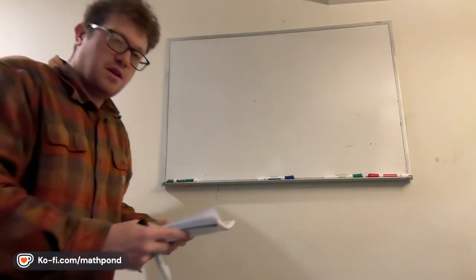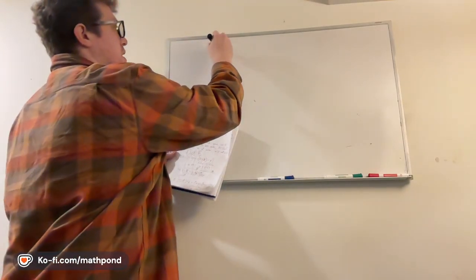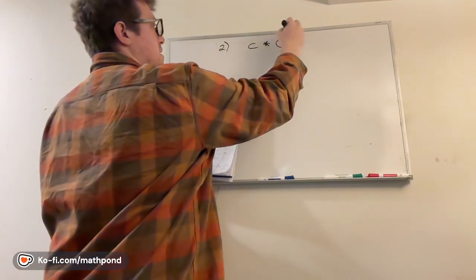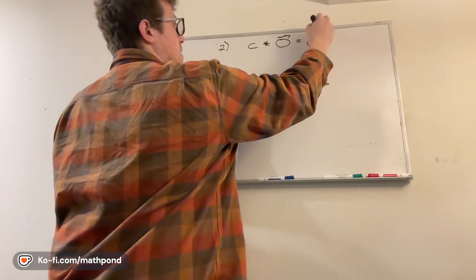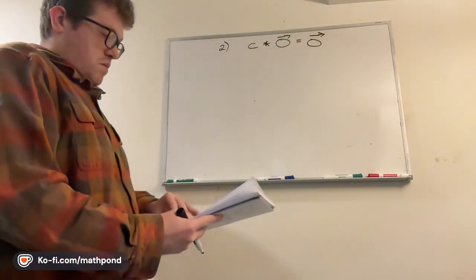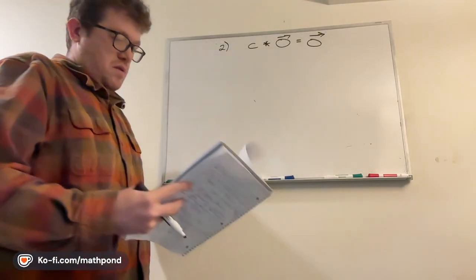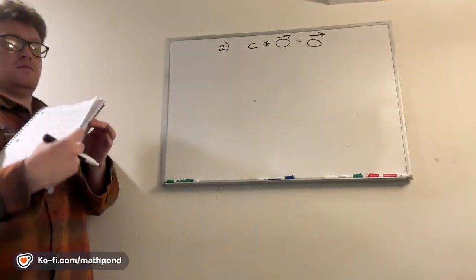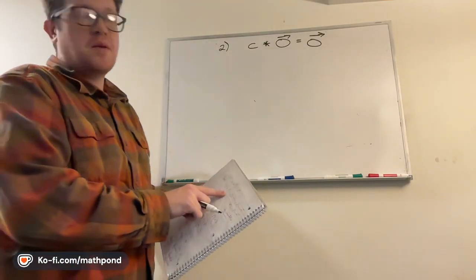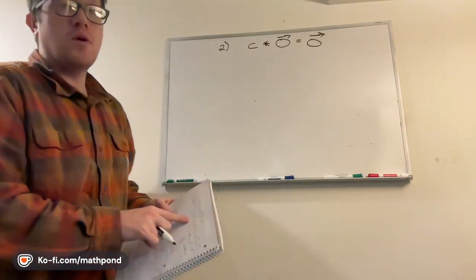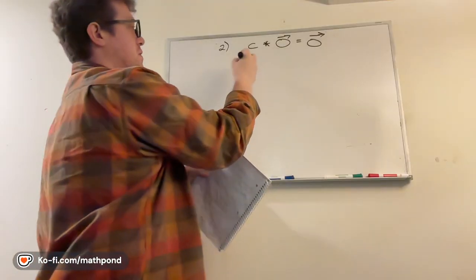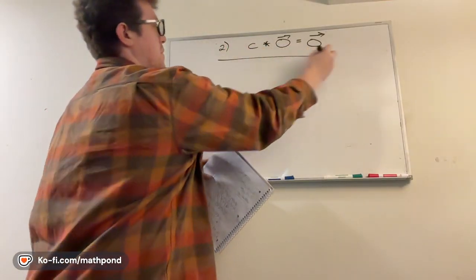Okay, so the second part of the problem says to prove that any scalar times the 0 vector is the 0 vector. Oh, this one looks pretty easy. Right. So now we're just going to use the distributive property. It's very similar, but we're going to use the distribution for the vectors instead of the scalars. So we're going to prove this.